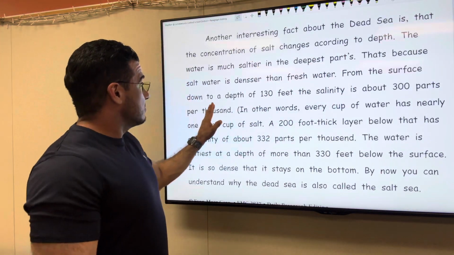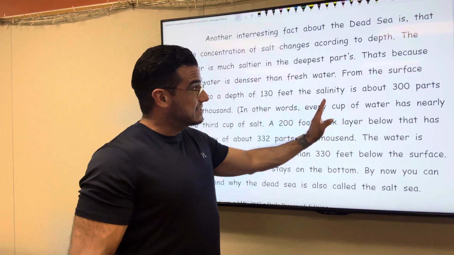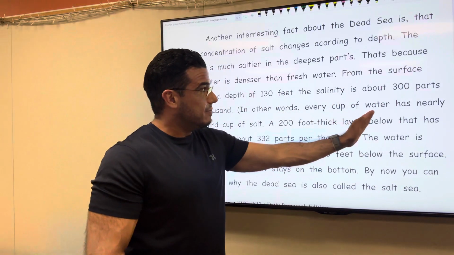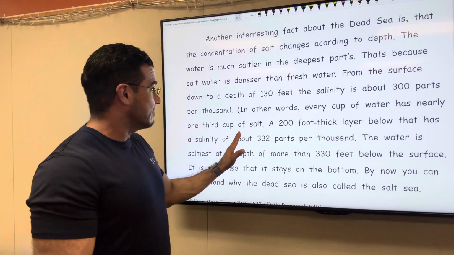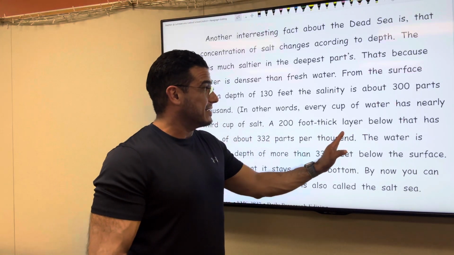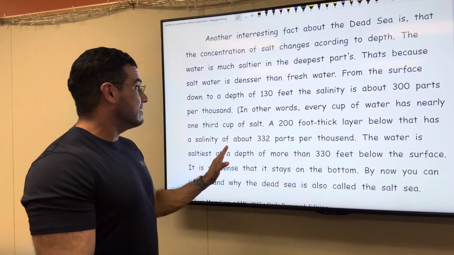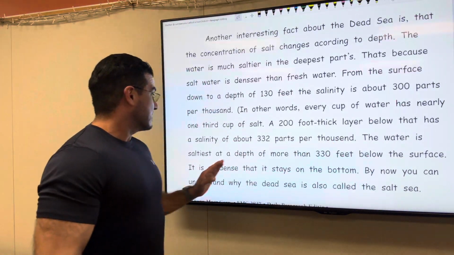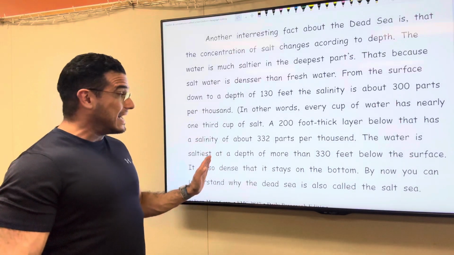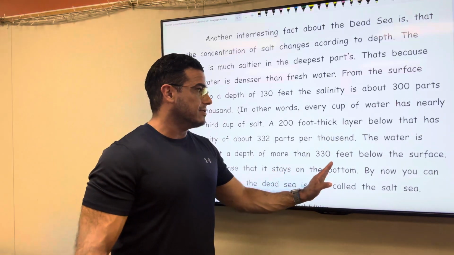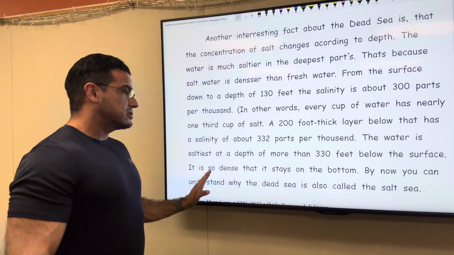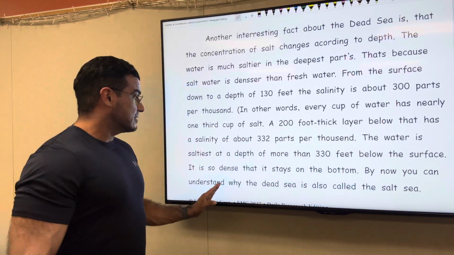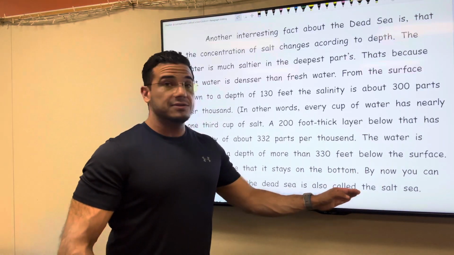From the surface down to a depth of 130 feet, the salinity is about 300 parts per thousand. In other words, every cup of water has nearly 1/3 cup of salt. A 200-foot thick layer below that has a salinity of about 332 parts per thousand. The water is saltiest at a depth of more than 330 feet below the surface. It is so dense that it stays on the bottom. By now, you can understand why the Dead Sea is also called the Salt Sea.